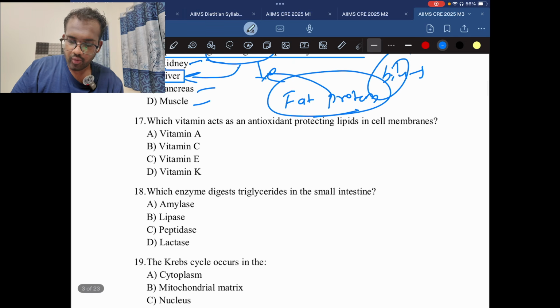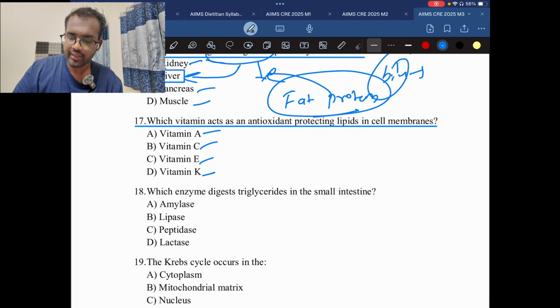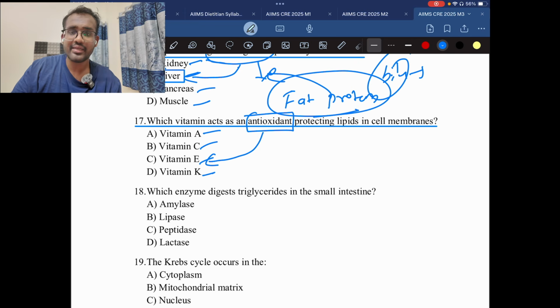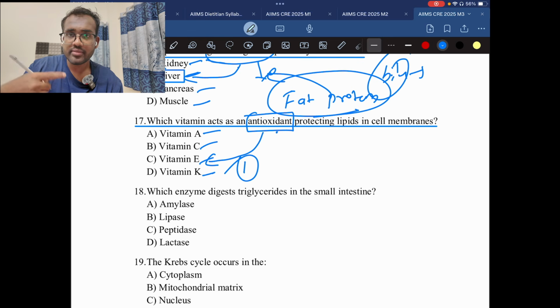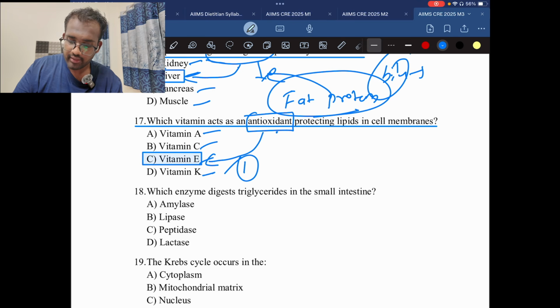Question number 17. Which vitamin acts as an antioxidant protecting lipids in cell membrane? Vitamin A, vitamin C, vitamin E, vitamin K. Always remember, if there is antioxidant in the question and vitamin E is in the options, always go for vitamin E. Why? Because vitamin E is a strong potent antioxidant. It is the number one antioxidant we have. Vitamin C is also an antioxidant, but it's not as potent compared to vitamin E.